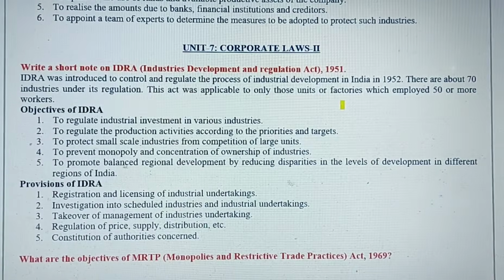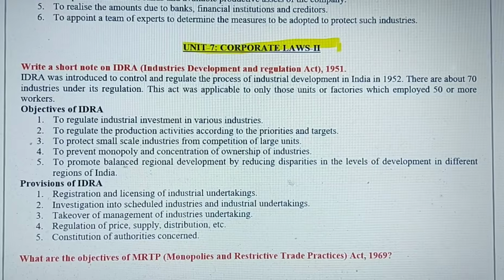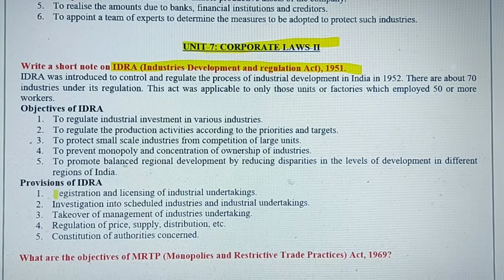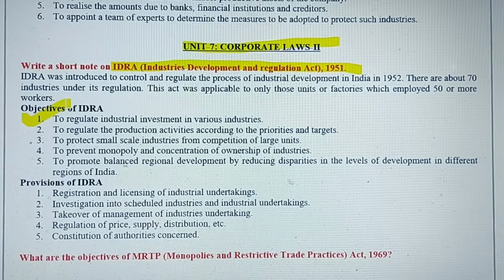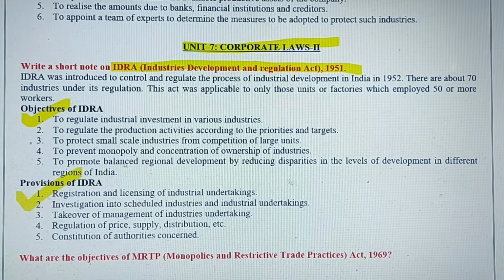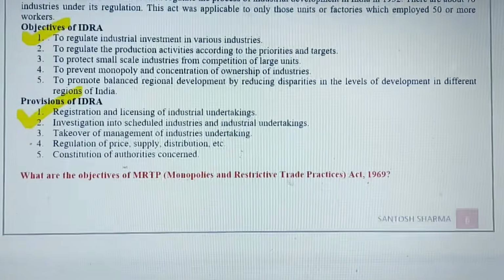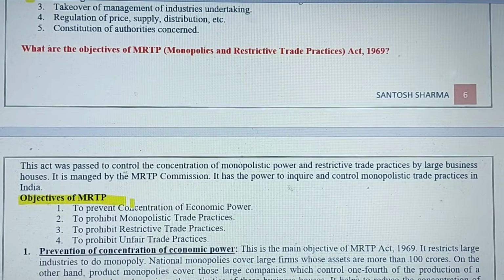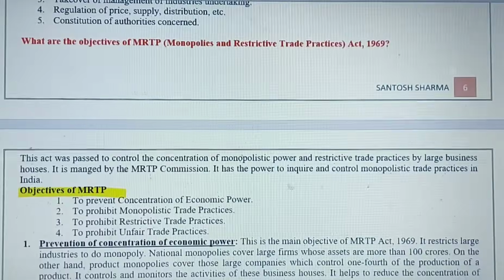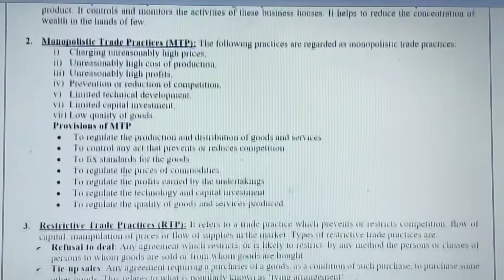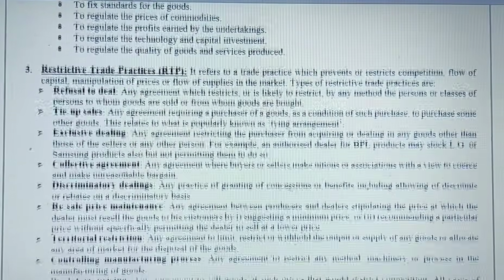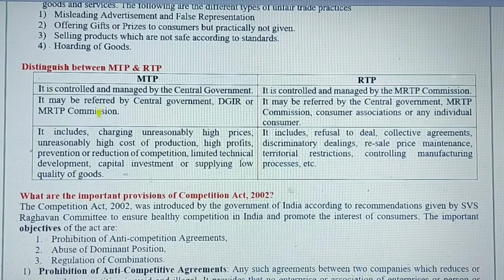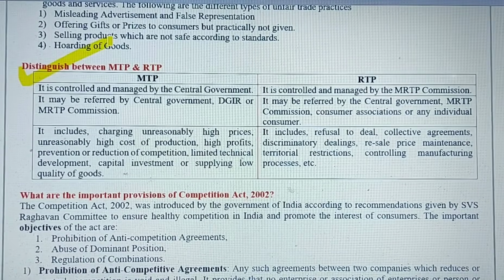From Unit 7, Corporate Laws, Part 2, and here IDRA, you can get a short note on this. Industrial Development Regulation Act of 1951, its objectives, its important provisions. Okay. One more very important question, that is MRTP Act 1969, its important objectives and the important parts of this act like RTP and MRTP, so like that. One difference you can work out between MRTP and RTP.